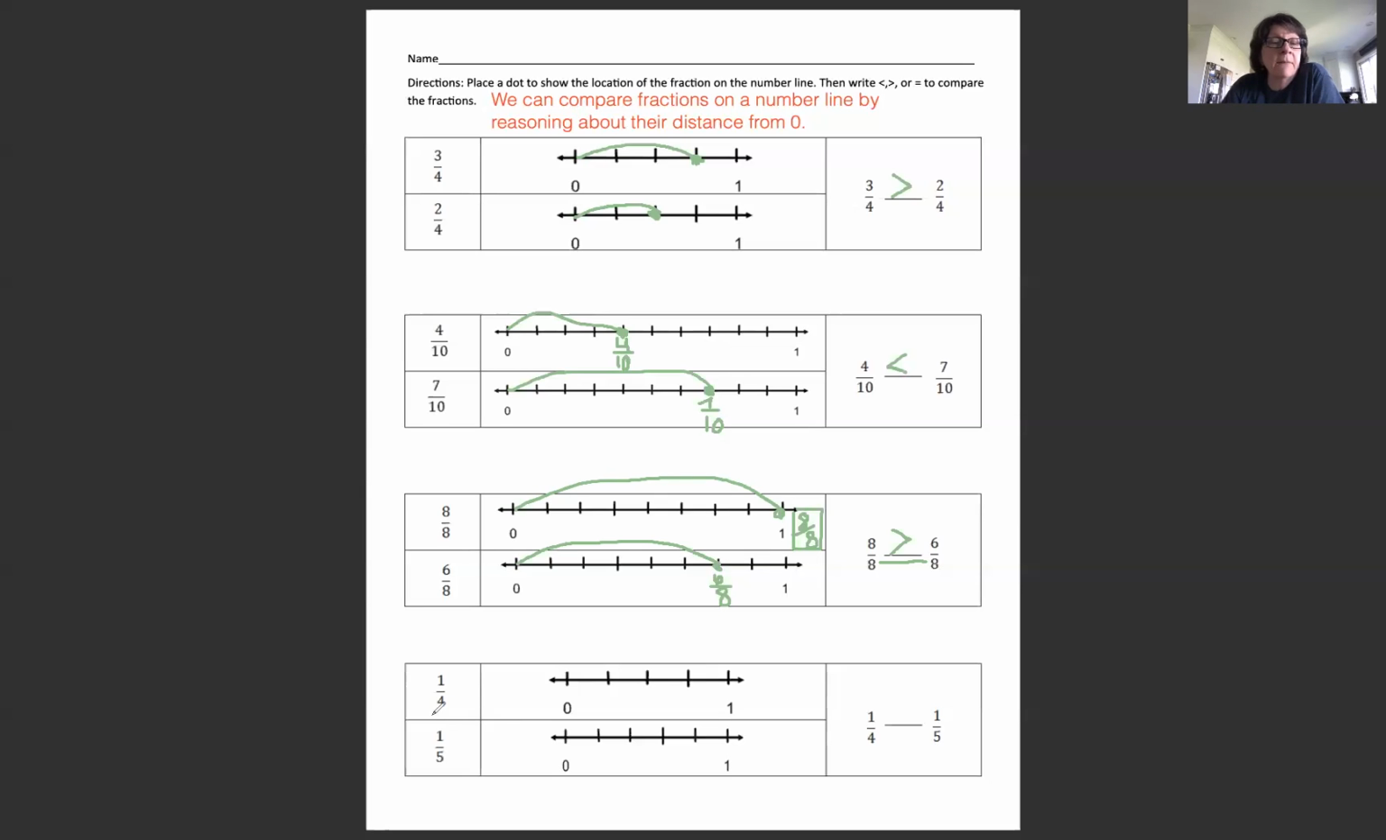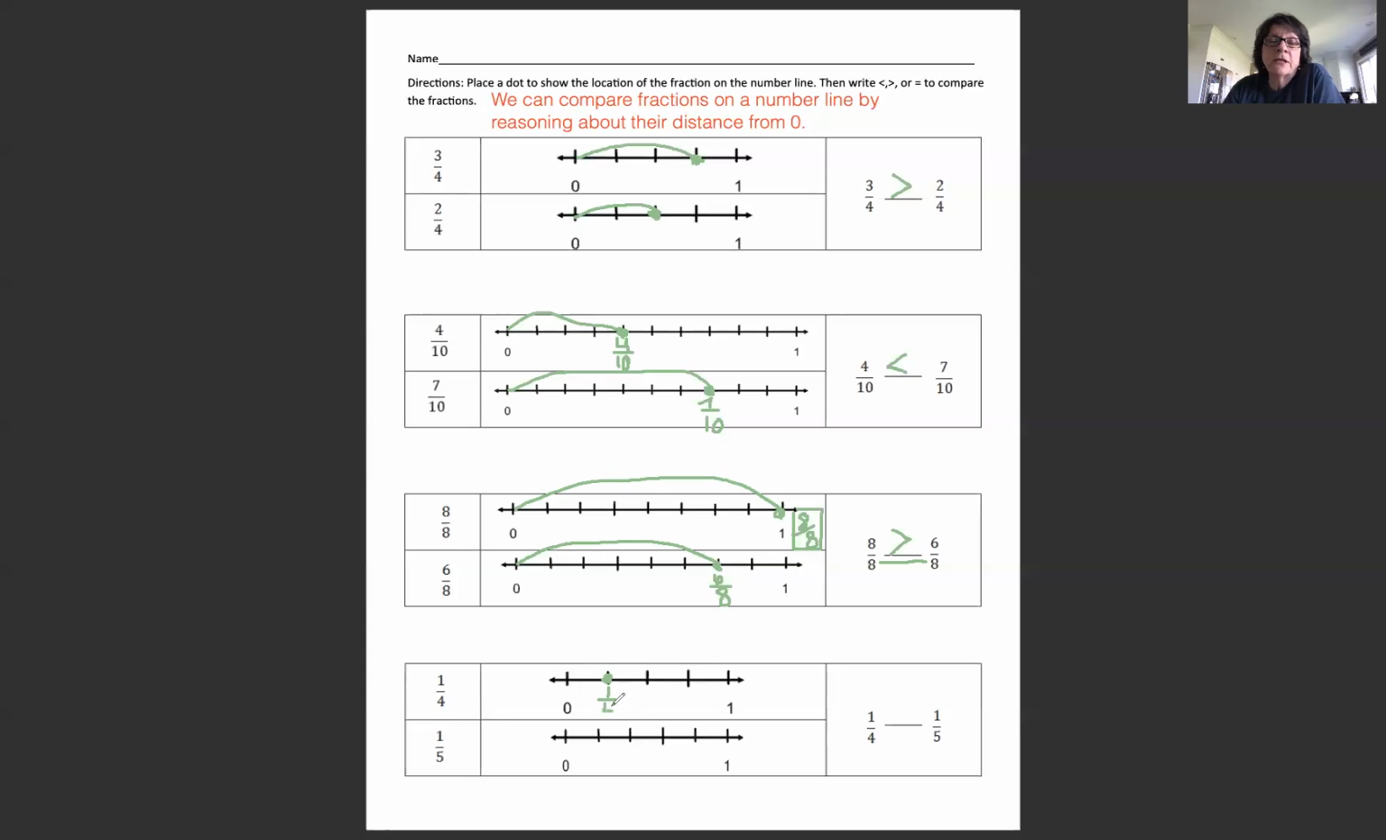That's right. Our denominators are not the same in this example. So we're going to be comparing 1/4 to 1/5. And if I look at my first number line, it is indeed divided into 4 equal parts or fourths. I will find 1/4 on here by counting 0 fourths, 1/4, and I'm going to put my dot on the line, and I'm going to label that 1/4.